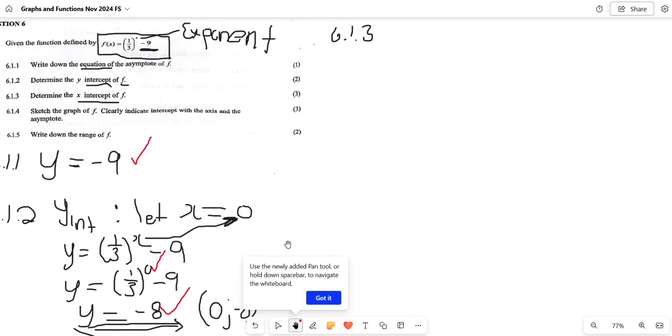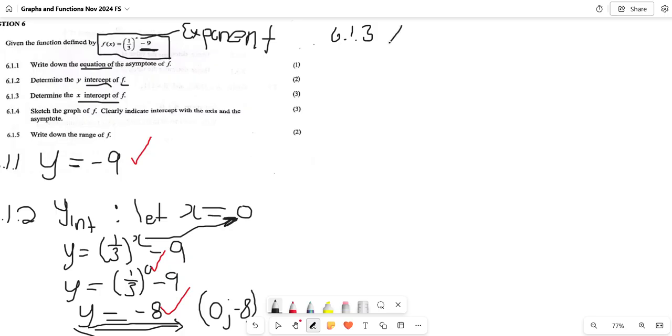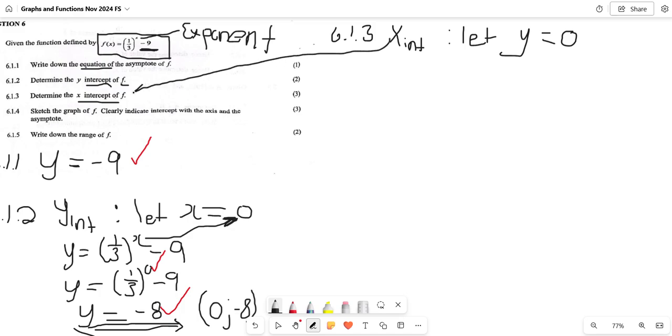Then 6.1.3, the examiner says determine the x-intercept. For us to get the x-intercept, remember we let y be equal to 0. Now, what x-intercept are we looking for? We are looking for the x-intercept of the function. In this case, the function is f of x.